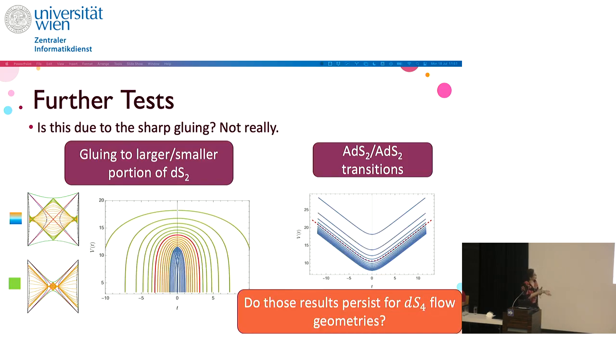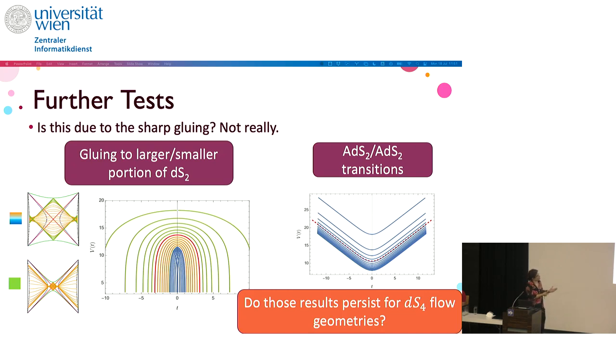Now, you might be worried that this kind of peculiar behavior which I'm seeing is due to this funny sharp gluing between dS and AdS, and perhaps it will disappear if I smooth out this sharp gluing. And the answer is that that's not really the reason. To see that, we did a number of additional tests. In particular, we looked at gluing larger or smaller portions of the de Sitter2 space to AdS. This you can see in the Penrose diagrams over here. And in all these cases, the complexity simply decreases and stops existing at a certain time.